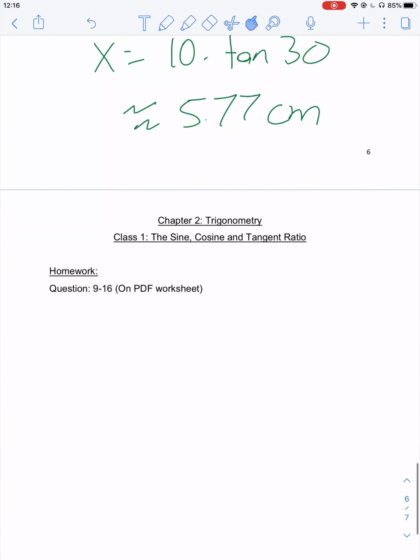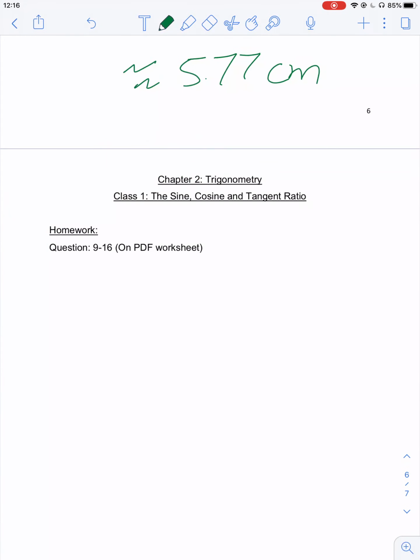So that is it for this class. Okay, for homework, I'm attaching a PDF worksheet. I'm going to ask you to do question 9 and 16 on this worksheet. And questions 1, 2, and 3 will be assigned to you in my next lesson. So for this lesson, just do question 9 to 16.